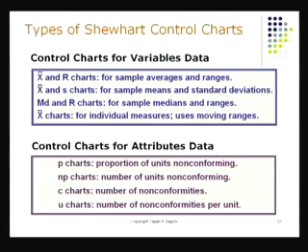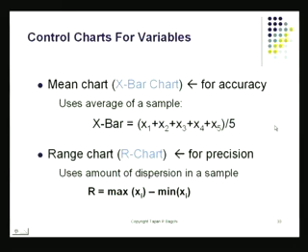So the same thing would apply to attributes data also. There we'll be using the P chart or the NP chart or the C chart or the U chart. And these displays show you exactly what kind of quality characteristics are going to be monitored. Okay, let's come back to the X-bar chart and let's try to see what we could do.